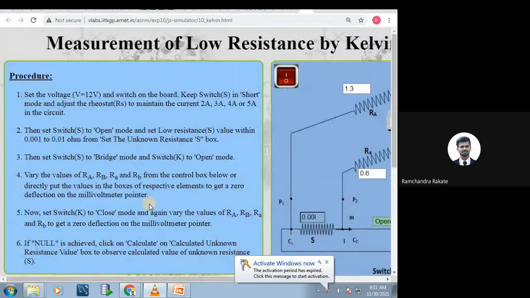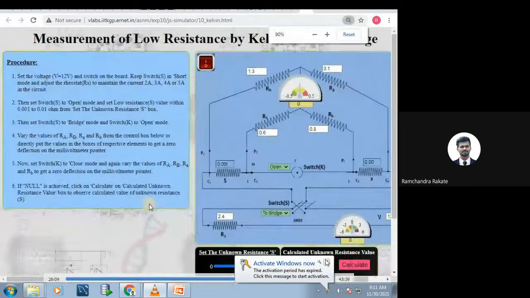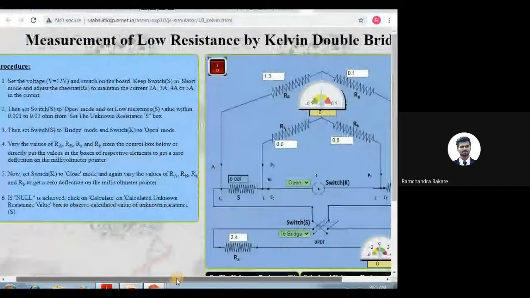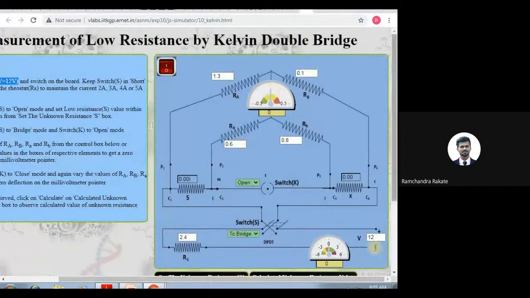I will just zoom out so we'll have both on the same screen. What have they said? First, set the voltage to 12 volts. So this is my experimental setup. You can find all your elements. So this is nothing but your RA, RB, RA and RB. See, here the nomenclature has been changed.